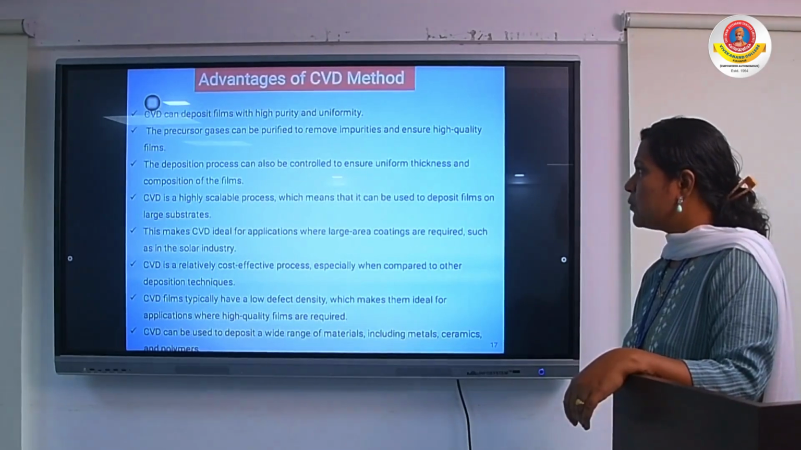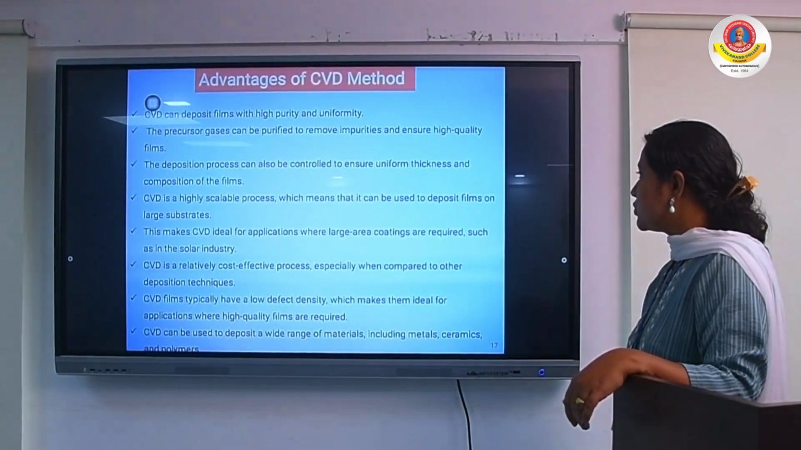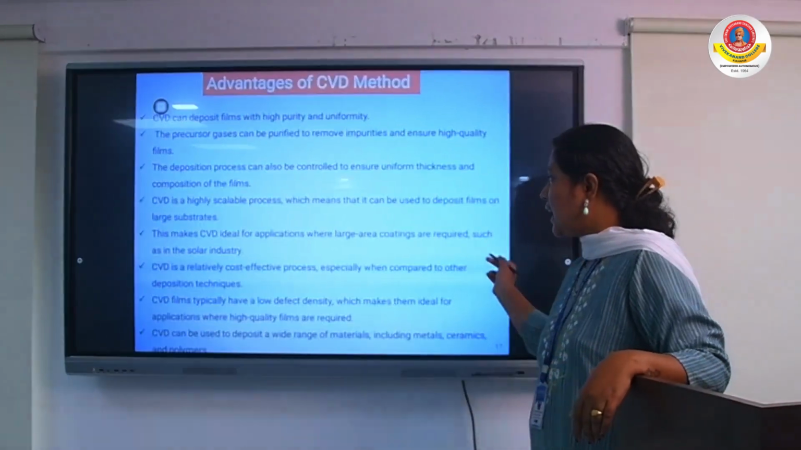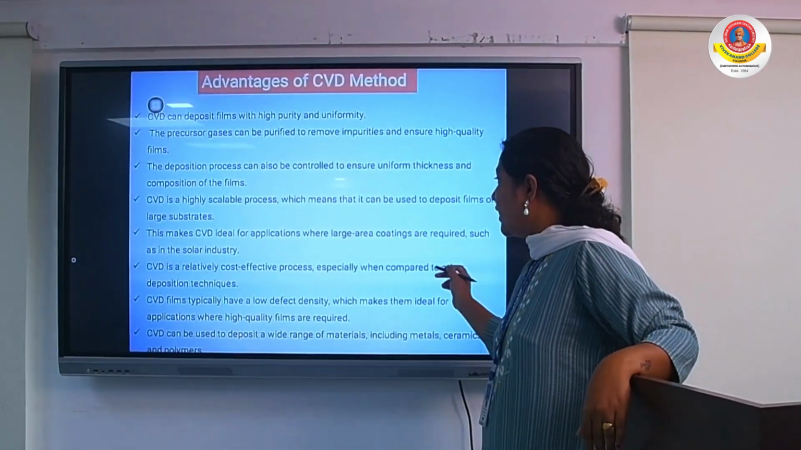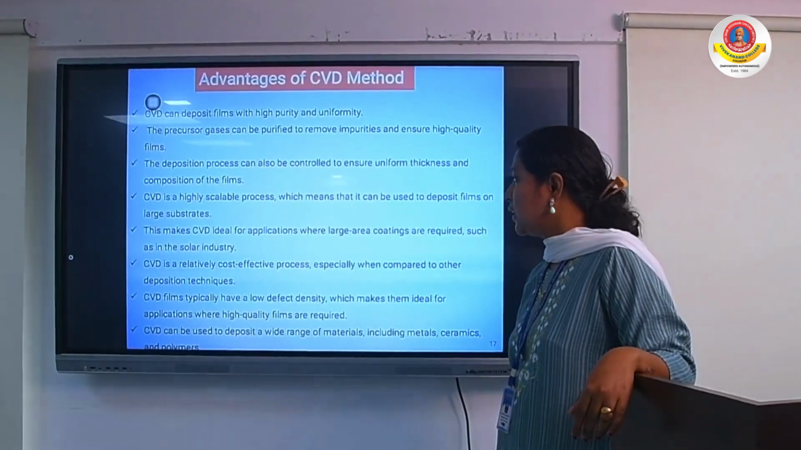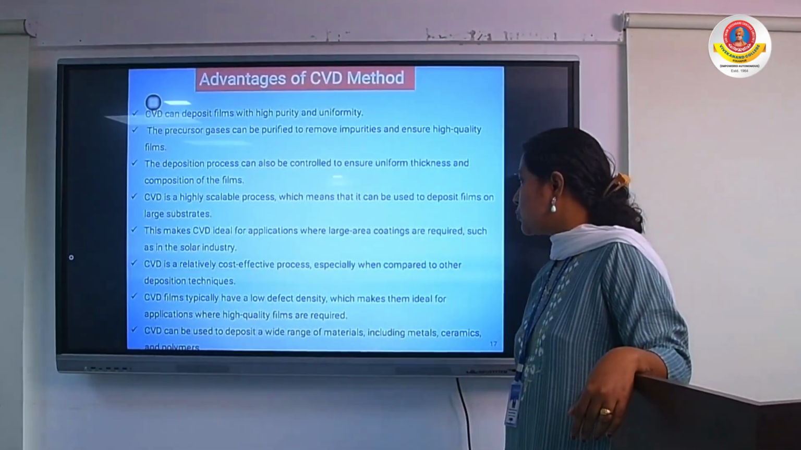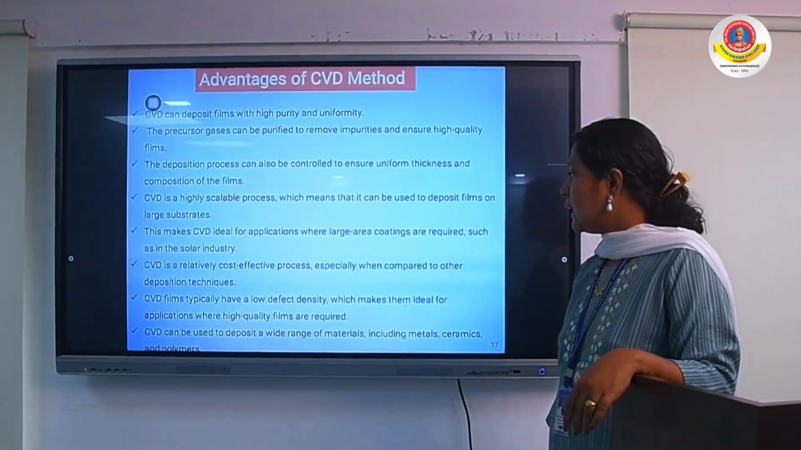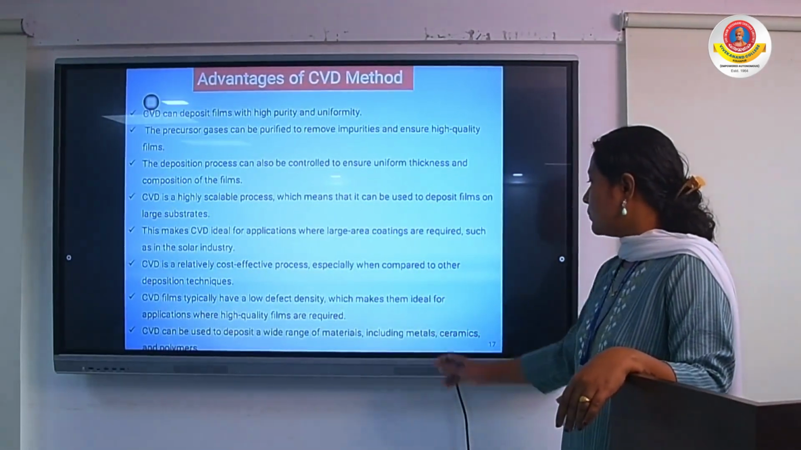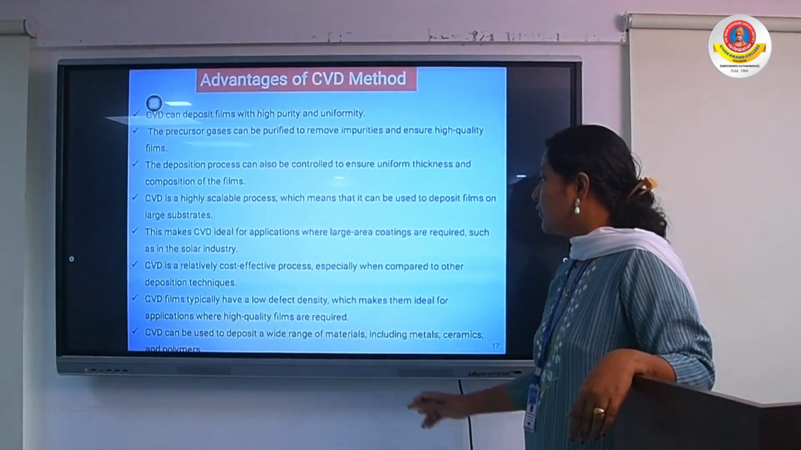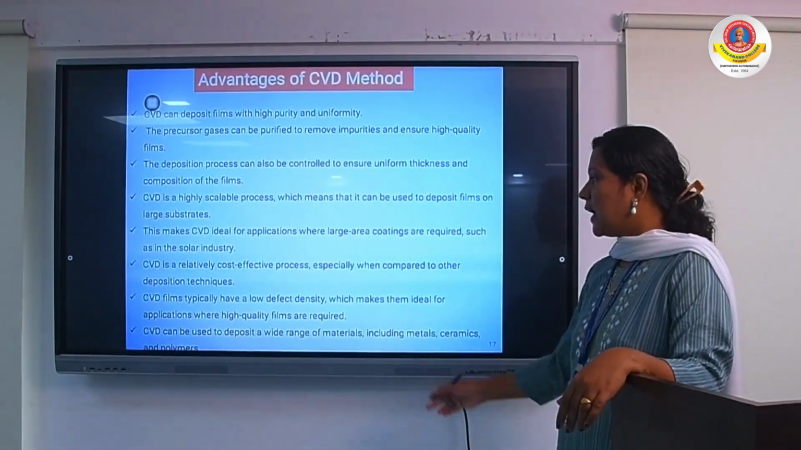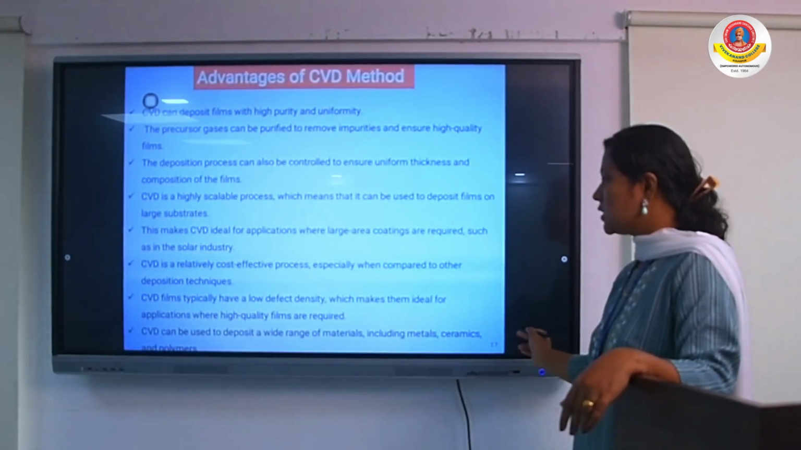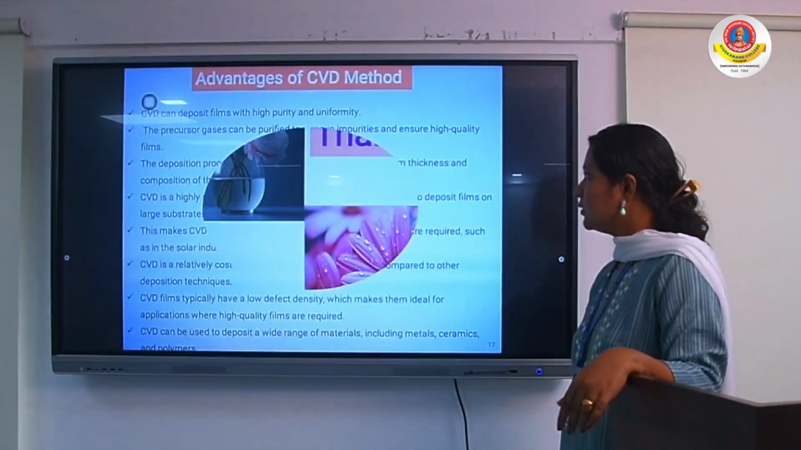CVD is a highly scalable process, which means that it can be used to deposit films on a larger substrate. This makes CVD ideal for applications where large area coating is required, such as in the solar industry. CVD is a relatively cost-effective process, especially when compared to other deposition techniques. CVD films typically have a low defect density, which makes them ideal for applications where high quality films are required. CVD can be used to deposit a wide range of materials including metals, ceramics and polymers. Thank you.